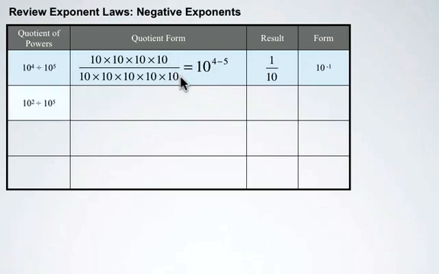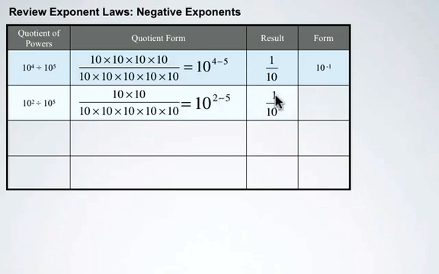10 to the 2 divided by 10 to the 5. These two tens cancel out these two tens, so we have 1 on top and 10 to the 3 on the bottom. So 10 to the exponent 2 minus 5 is 1 over 10 to the 3, or 10 to the negative 3.